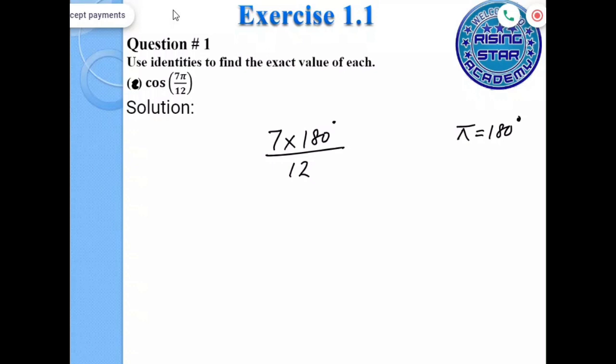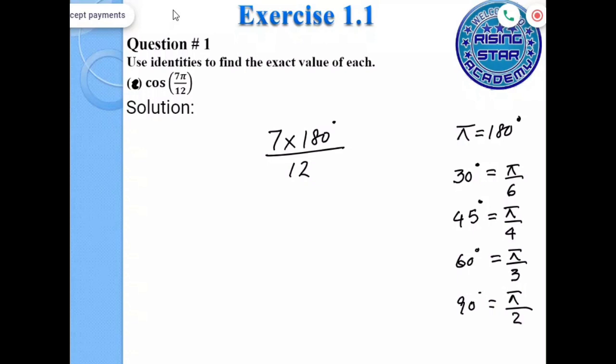But in radians, we know that 30 degree in radians would be pi by 6, 45 degree would be pi by 4, 60 degree would become pi by 3, 90 degree would be written as pi by 2.